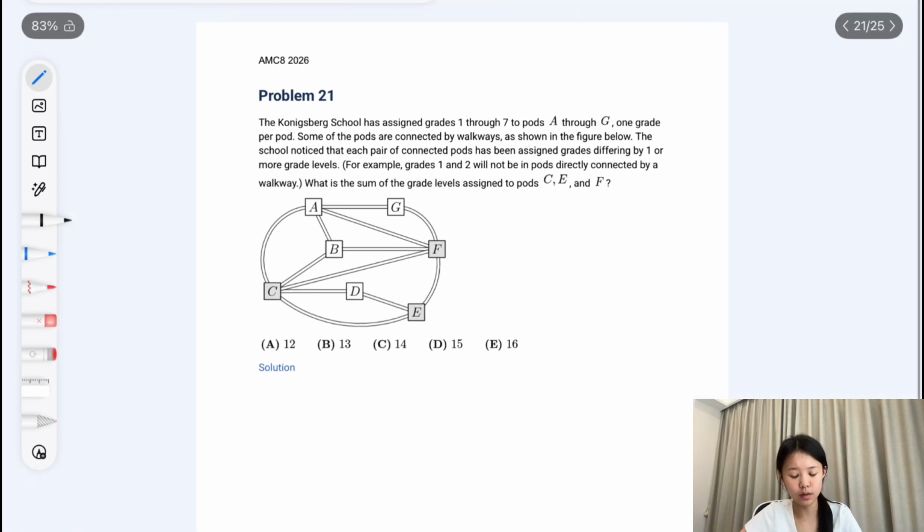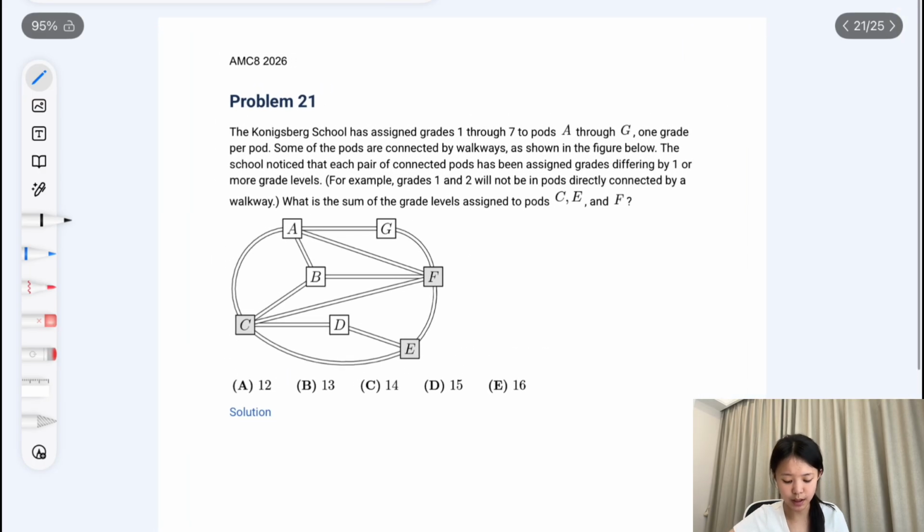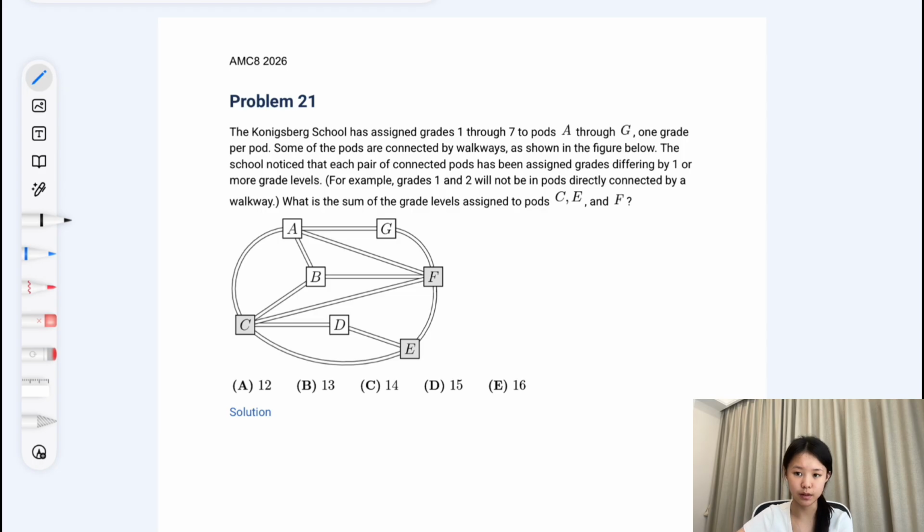Question 21. This school has assigned grades 1 to 7 to pods A through G, 1 grade per pod, and some of the pods are connected by walkways, as shown in the figure below. The school noticed that each pair of connected pods has been assigned grades differing by 2 or more grade levels. Basically, grades 1 and 2 cannot be directly connected by a walkway. What is the sum of the grade levels assigned to pods C, E, and F?